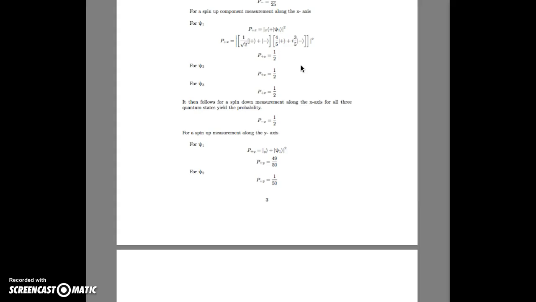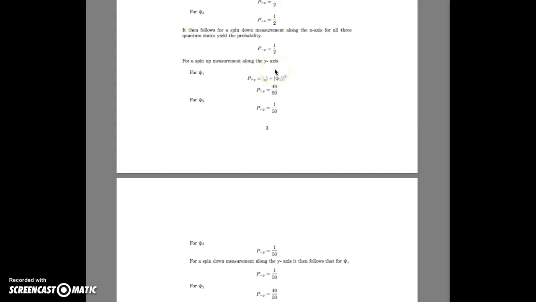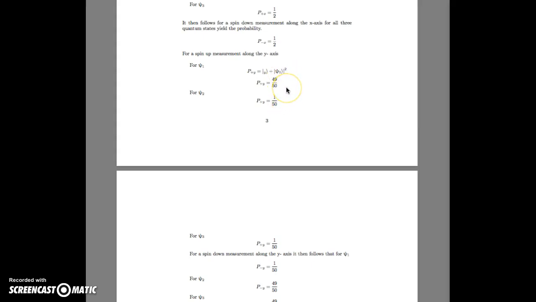So again, it's following the same steps for a spin component along the x-axis. We find that they are all equal to 1/2. So then it follows that the spin down measurement along the x-axis for all 3 quantum states yields the probability 1/2. And for spin up along the y-axis, we do the same thing. This should be the inner product of spin up in the y direction with our wave function, our first quantum state, and the modulus squared of that. And we find that it's equal to 49 over 50.